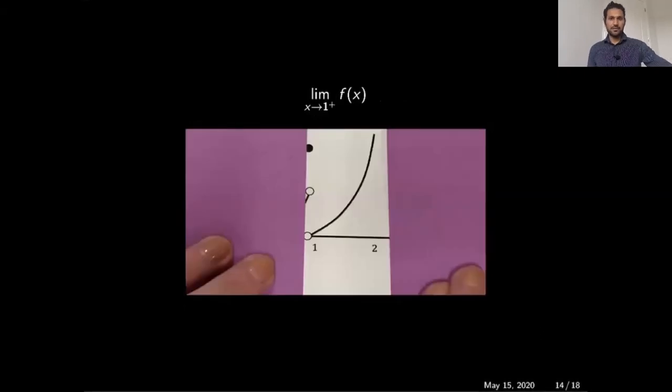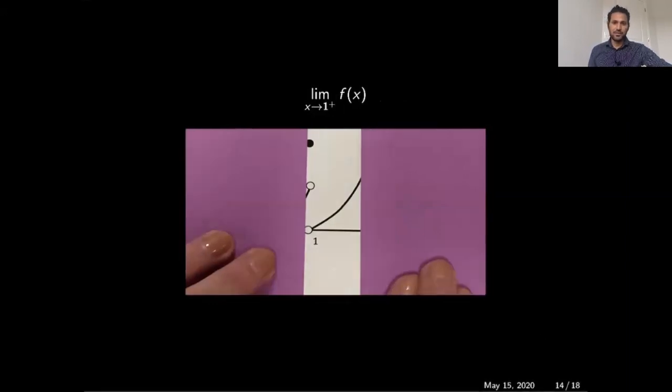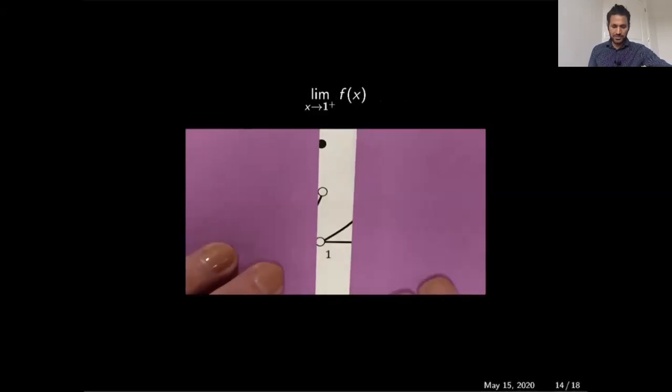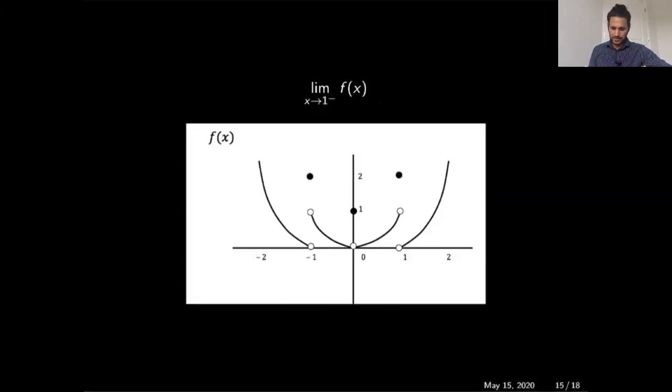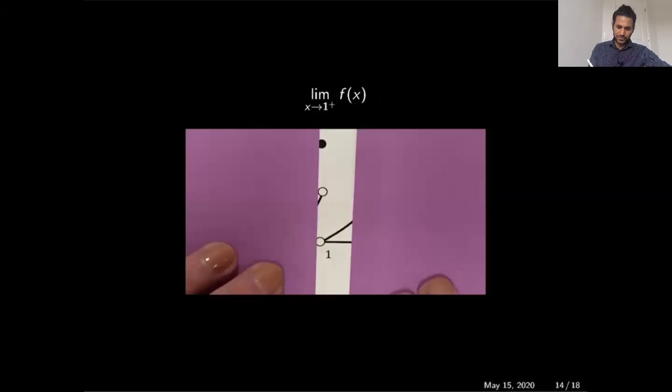Similarly, you can check the right side of 1. I hide the graph of the function on the left side with a piece of paper, and then we approach the right side of 1 with another piece of paper, and we can see that this limit is approaching 0. So this limit is also 0.